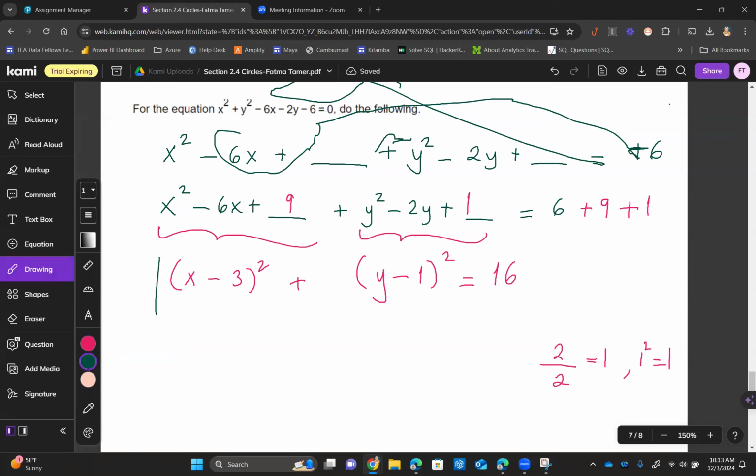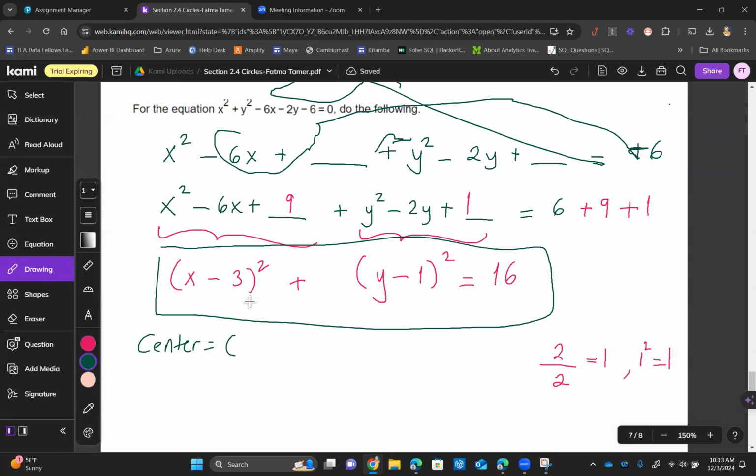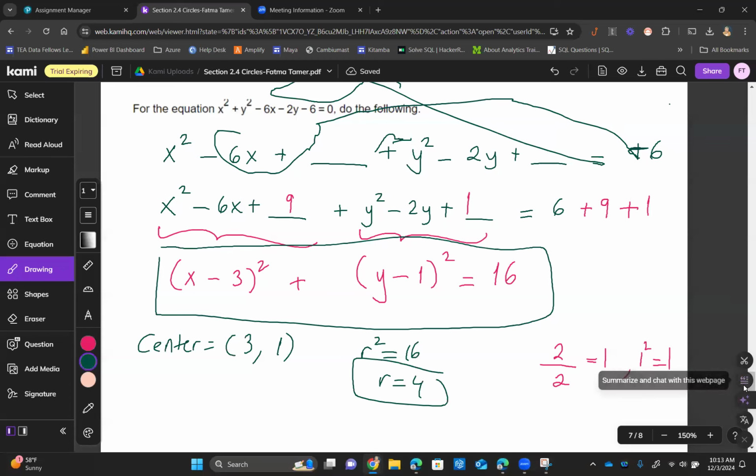Now this equation has a standard form, which is very nice, and we have the center and we have the radius. So the center of this circle will be 3, 1. This is the center, 3, 1. And because r squared is 16, r is 4. The center is 3, 1, and r is 4. That's the answer to this question.